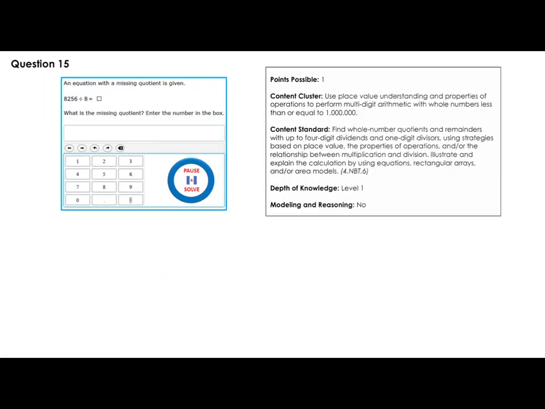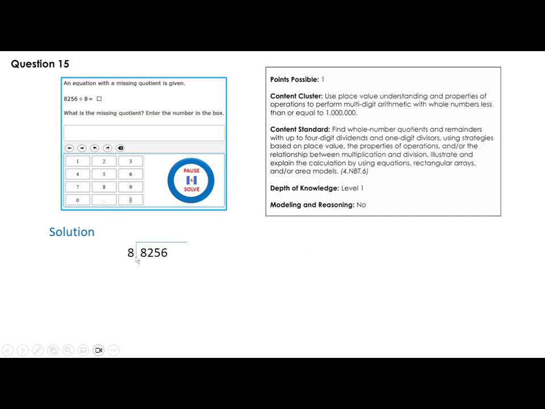An equation with a missing quotient is given. Now, quotient means what? Division. Product means what? Multiplication. Difference means what? Subtraction. Sum or total means what? Addition. So here you have this number divided by 8 is equal to what? So you just go ahead and divide it.